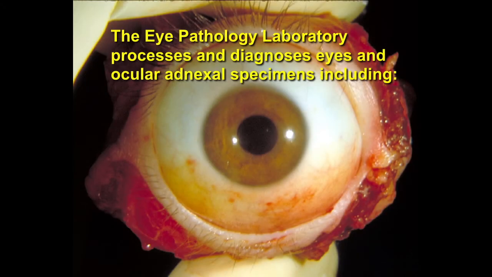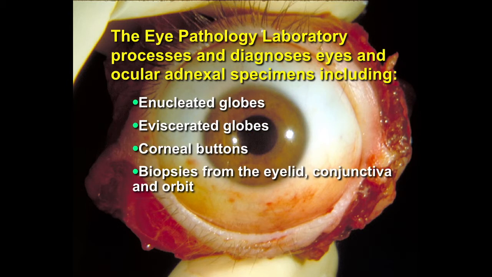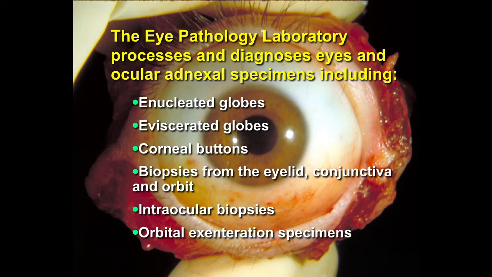The Eye Pathology Laboratory processes and diagnoses eyes and ocular adnexal specimens, including nucleated globes, eviscerated globes, corneal buttons, biopsies of eyelid, conjunctival and orbital tissue, intraocular biopsies, and orbital exenteration specimens.